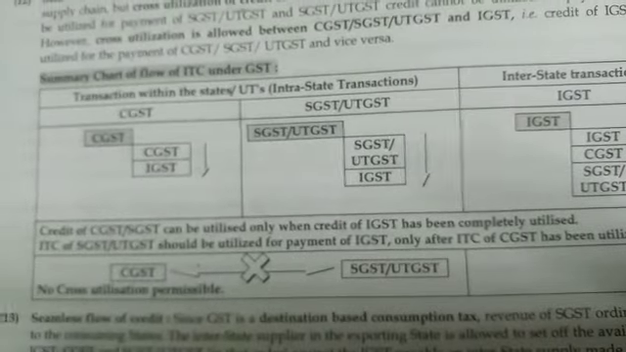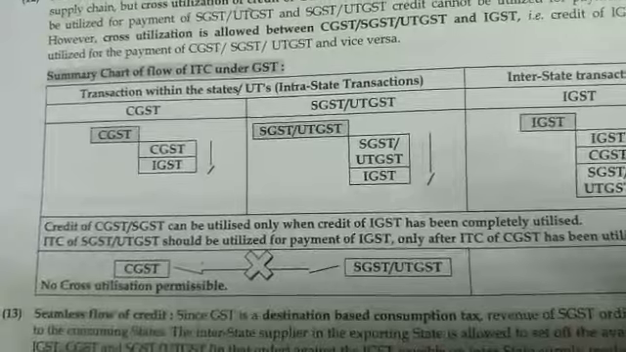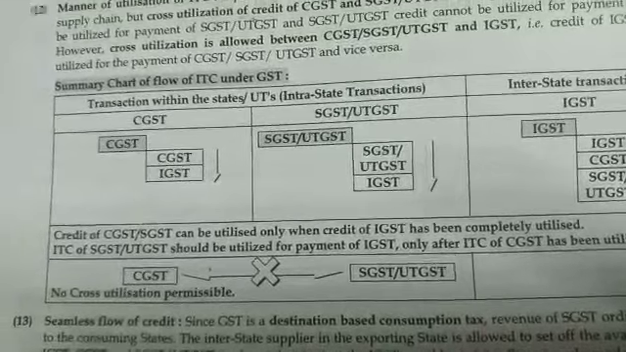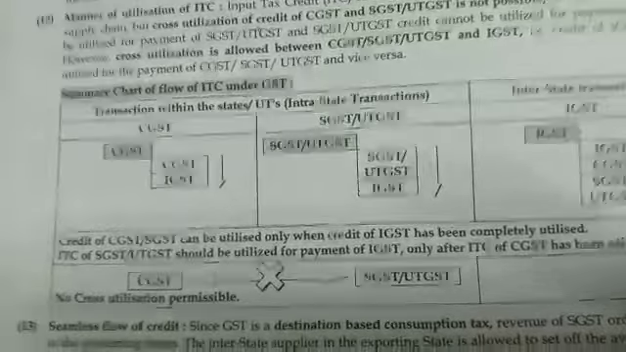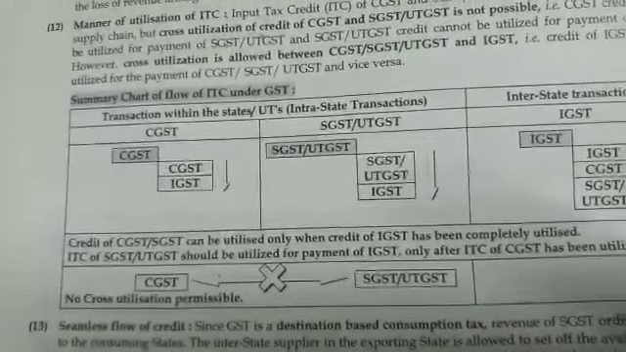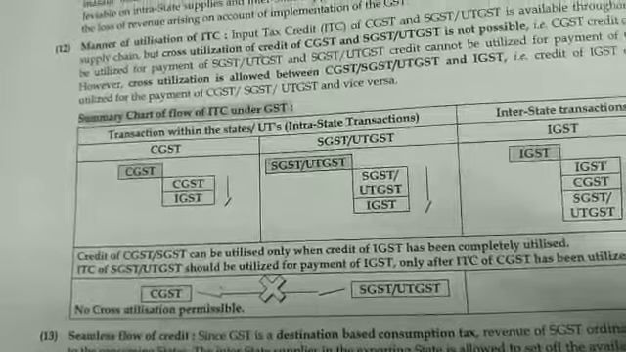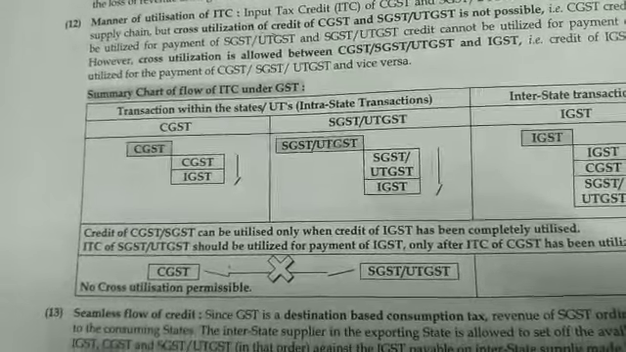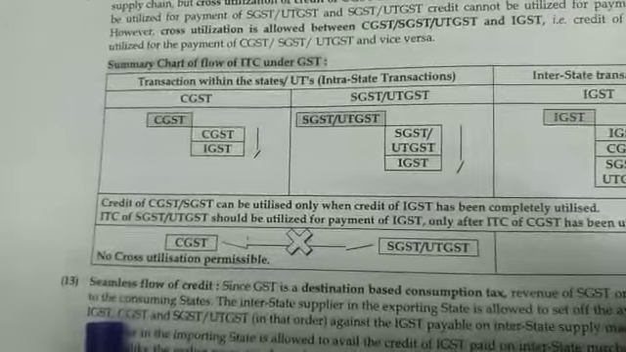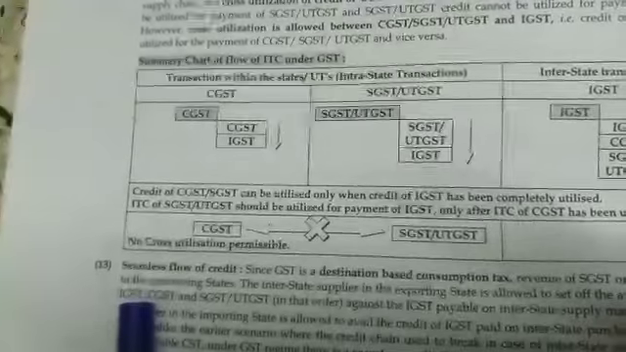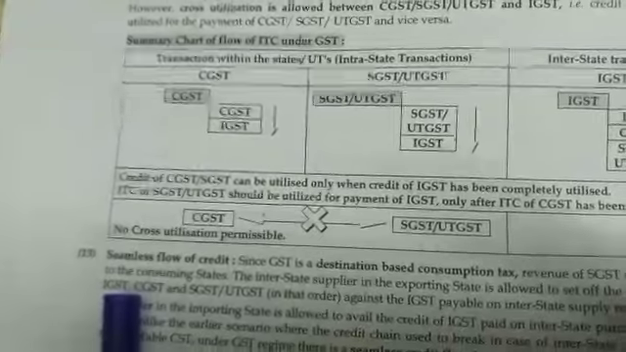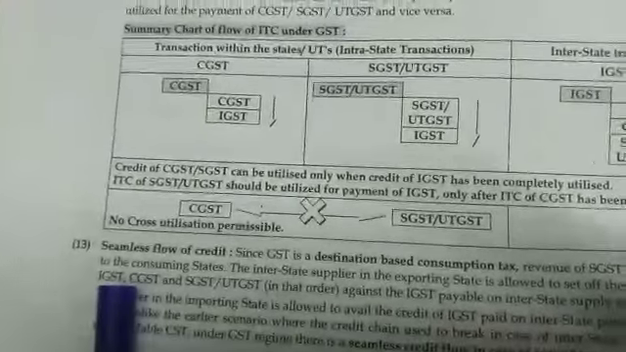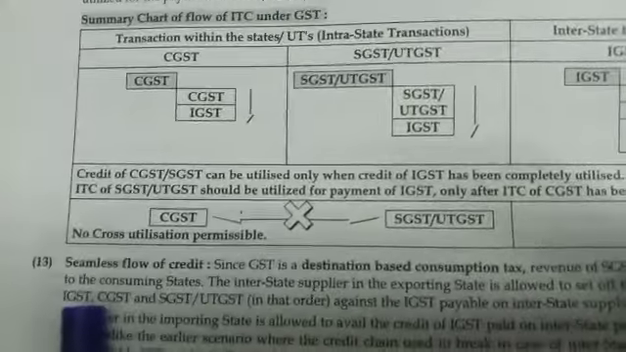But here it is to be remembered that input tax credit of CGST cannot be utilized against SGST, and if the output tax is CGST, there will be no input tax credit of SGST. If the output tax is SGST, then again we cannot take the credit of CGST against the output tax of SGST.